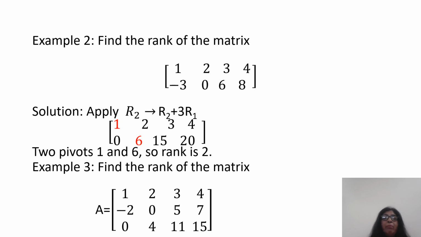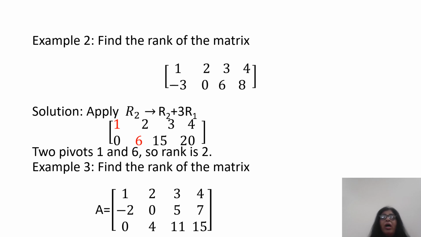Now take up one example: how to find the rank of a matrix. We are finding rank with the help of the pivots method. You can see that it's a matrix of order 2 by 4, having 2 rows and 4 columns. I want all zero entries to be in the last row, and the entry in the second row should be towards the right of the first row.